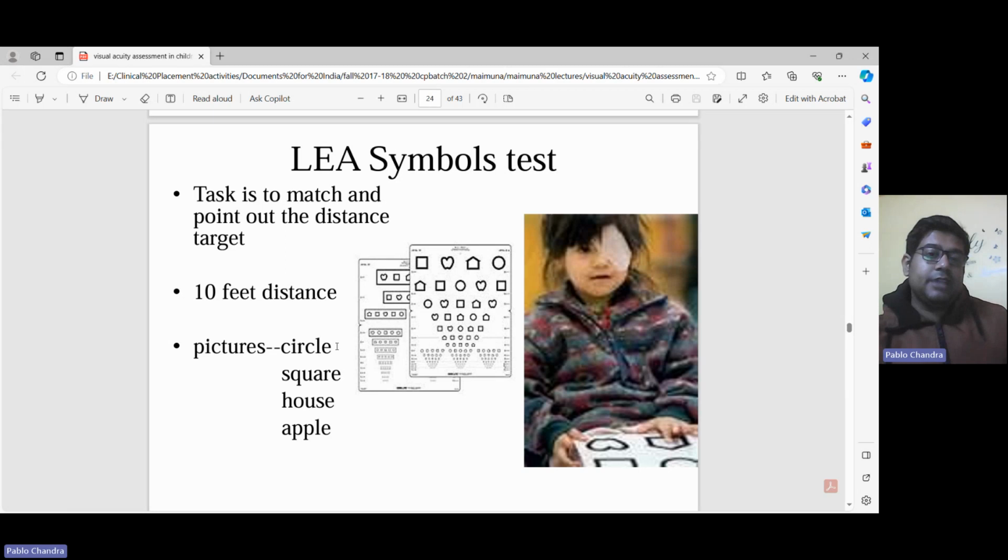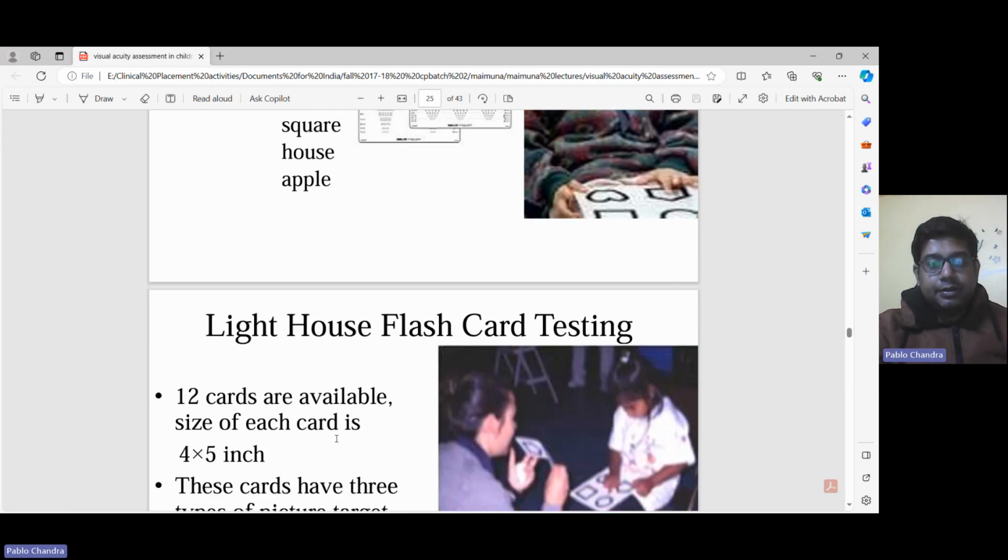So there are different types: circle, square, house, apple. Whether there is a circle, a square, a house, or an apple, all these things you will be able to understand. If the patient can see all of those, then you can understand how much visual acuity the patient has.